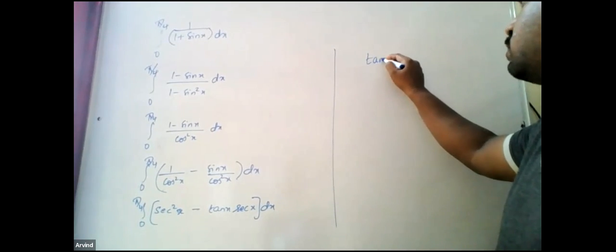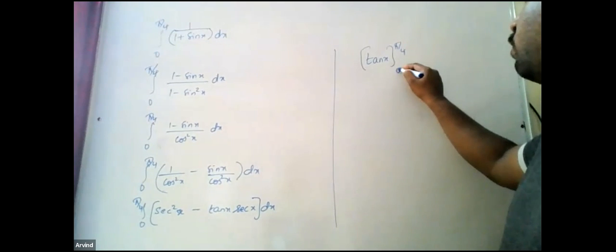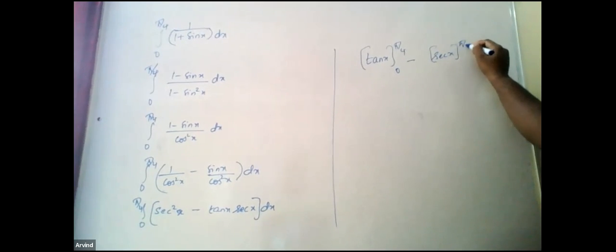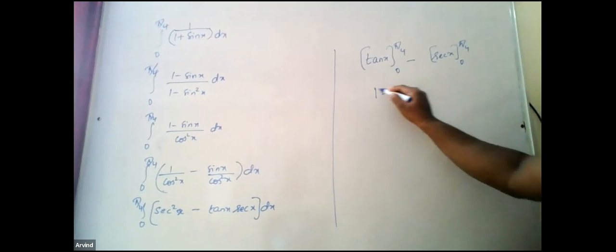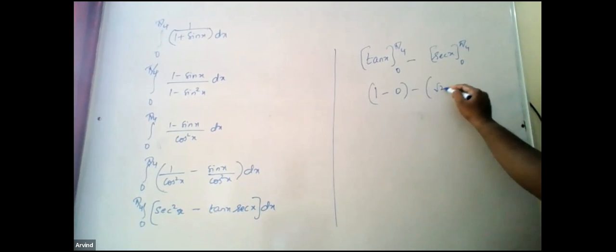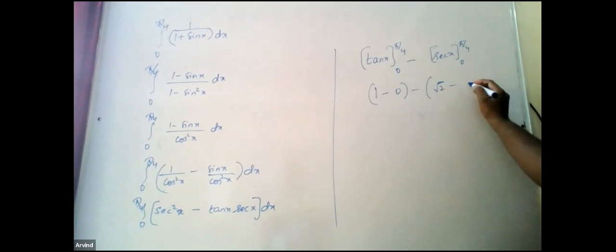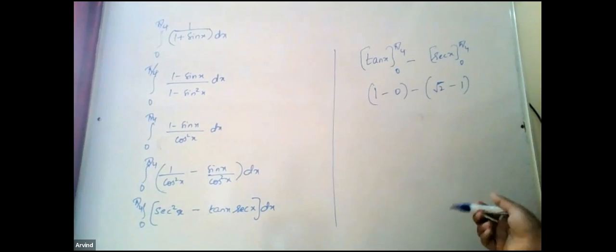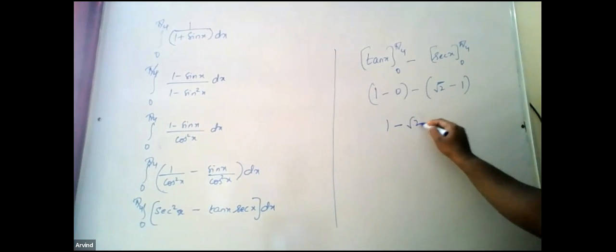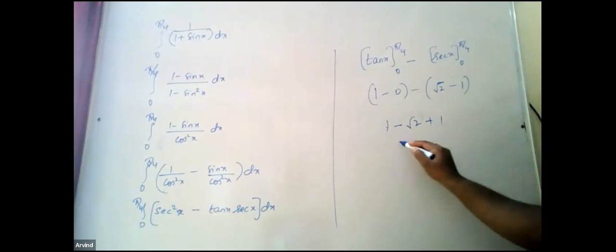Integration of secant square is tan x. So tan x, the limit from 0 to pi by 4, minus integration of secant x tan x. Integration of secant x tan x is what? Secant x. So it will be secant x, 0 to pi by 4. So tan pi by 4 is 1, tan 0 is 0, minus secant pi by 4 is root 2, minus secant 0 is 1, because cos 0 is 1, and the reciprocal of that is also 1. So 1 minus root 2, minus into minus will become plus 1. 1 plus 1 is 2. 2 minus root 2. Okay, that will be the answer.